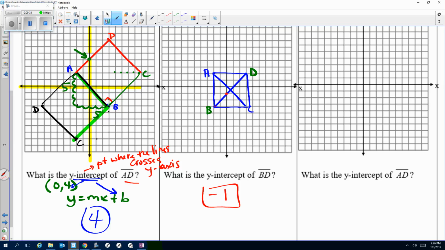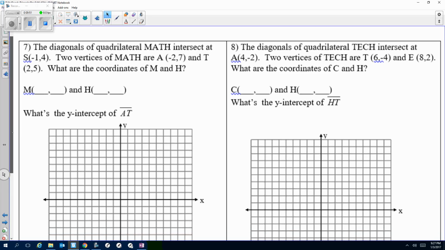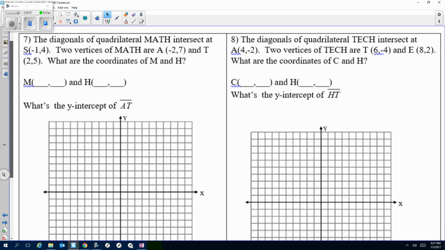So once you did the number 6 here, draw your AD, extend it if you have to, so you can find where it crosses the y-axis. And I'm going to go to the next page. So here, we're going to use the diagonals of the quadrilaterals. We're going to still pay attention to graphing, labeling, following our order.